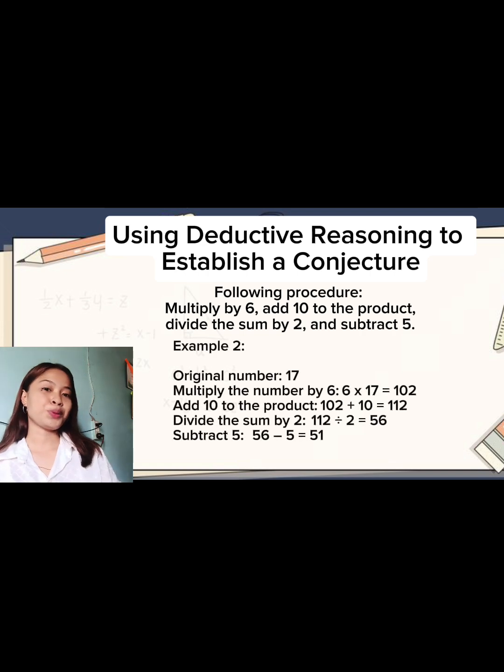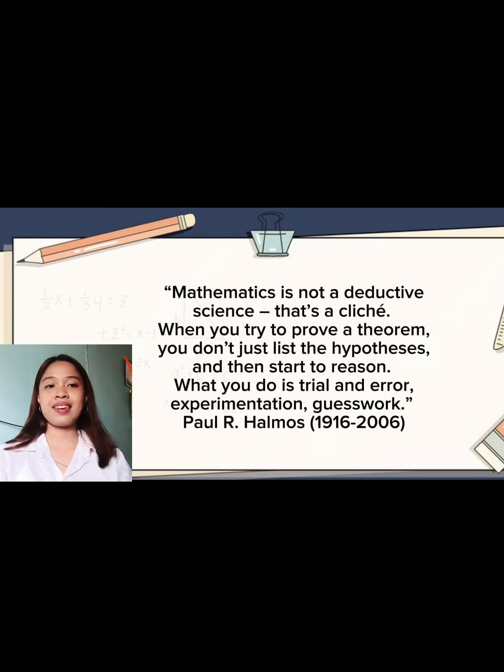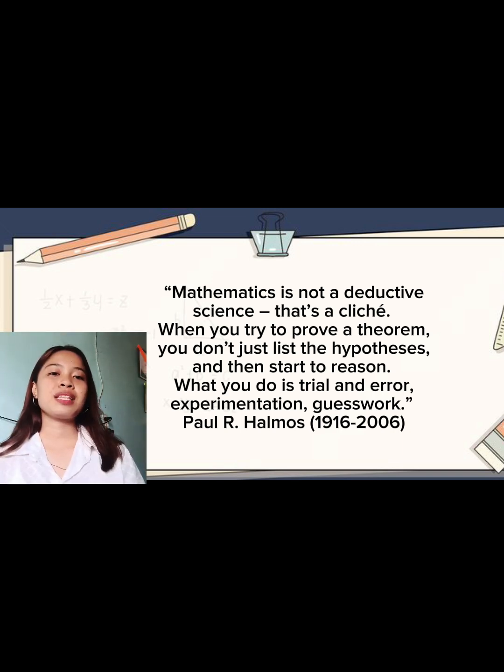Here's another example to help you understand using deductive reasoning to prove a conjecture. "Mathematics is not a deductive science. That's a cliche. When you try to prove a theorem, you don't just list the hypothesis and then start to reason. What you do is trial and error, experimentation, guesswork." This is a quote from the mathematician Paul R. Halmos, 1916 to 2006. He advocates that you not limit yourself to only using deductive reasoning to prove theorems.